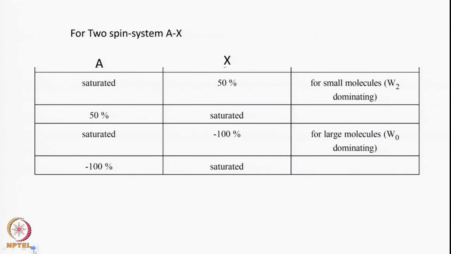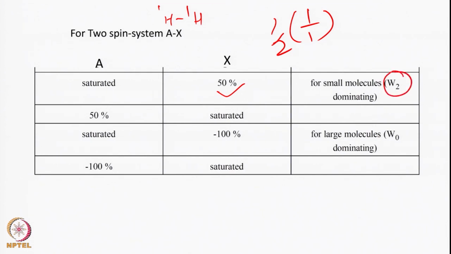So if you have a two spin system like A and X, suppose we are saturating spin A, I will get a 50% enhancement in spin X, and we have seen what these two spins are, say proton and proton. So their gamma is equal, so we get half, 1 divided by 1, that is 50%. This is generally for small molecules because omega 2 is dominating. Now suppose we are saturating X and we are looking at A, again here enhancement will be 50%. So both of these are for small molecules.